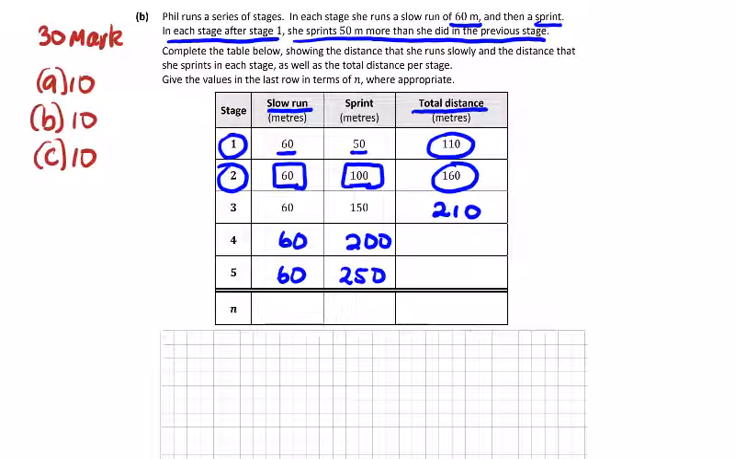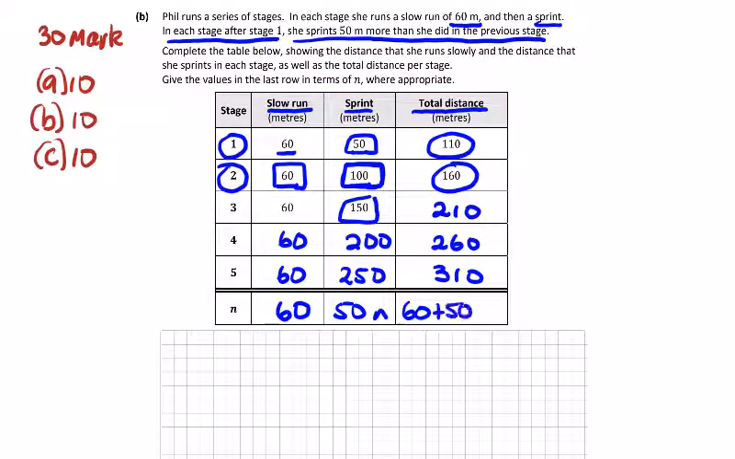You can see this is a linear pattern. This will be 260 and this will be 310. And down here, N, she's still going to run 60 meters every stage. That hasn't changed. So we need this one in terms of N, the sprint. Stage 1 is 50, 100, 150. Well, that's 50 times N. 50 times 1, 50 times 2, 50 times 3. So the total distance will be 60 plus 50N.